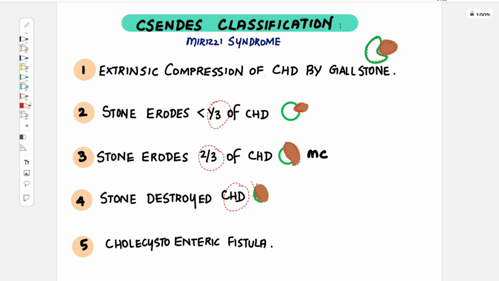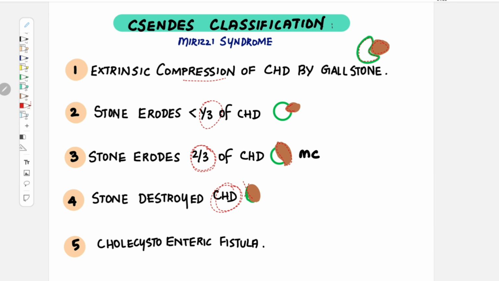So in type 1, there is extrinsic compression alone. Type 2, the erosion is less than 1/3. And type 3, the erosion is 2/3. In type 4, the common hepatic duct is completely destroyed. In type 5, there is cholecystoenteric fistula formation.